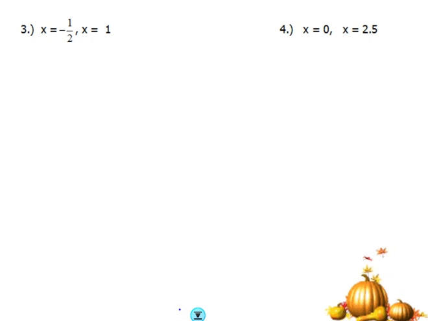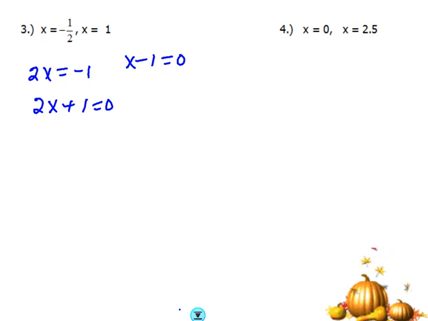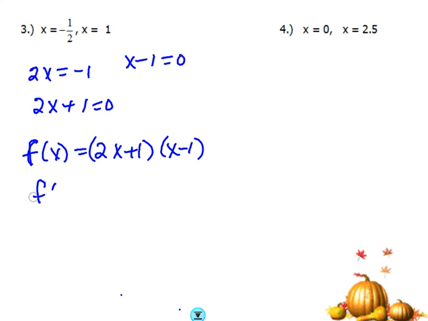Alright, this is a little bit different. So this time we're going to multiply by 2 and then add 1. Here I'm going to subtract 1. So my factors are 2x plus 1 times x minus 1. And when I FOIL them, what do I get? 2x squared plus x minus 1. Nope, made a mistake. Should be minus x minus 1.